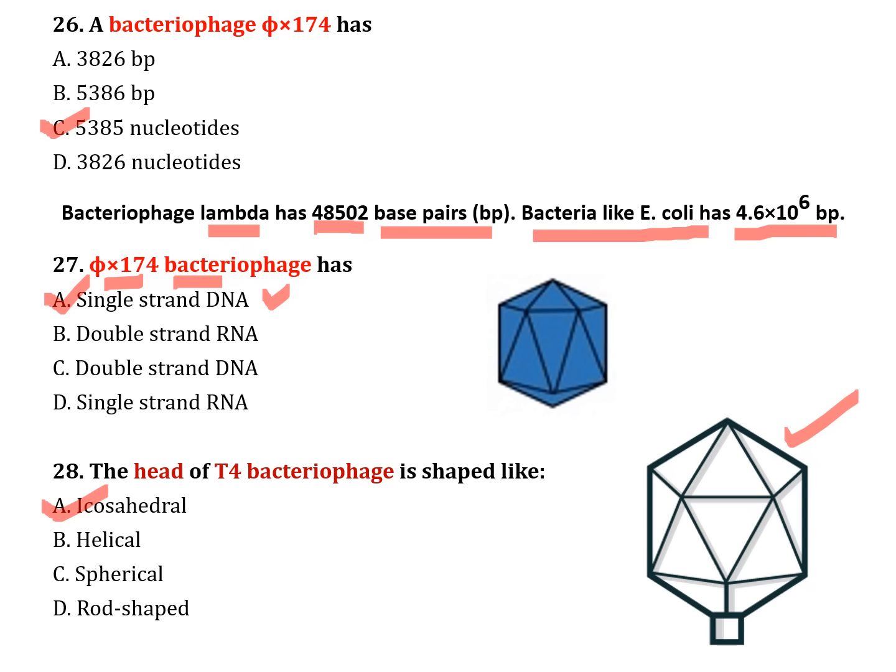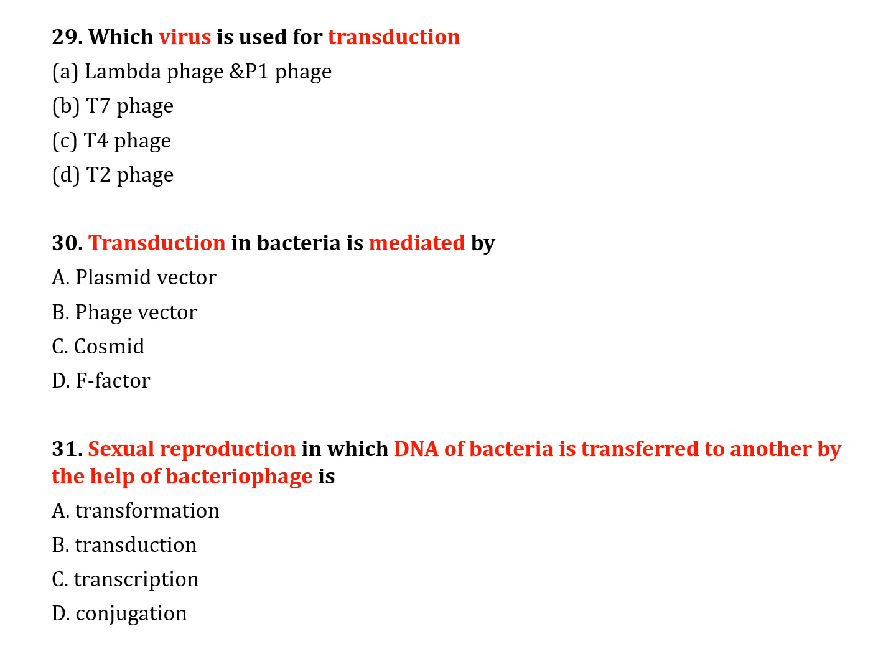Which virus is used for transduction? Option A, lambda phage and P1 phage. Option B, T7 phage. Option C, T4 phage. Option D, T2 phage. Correct answer is option A, lambda phage and P1 phage. The next question, number 30.